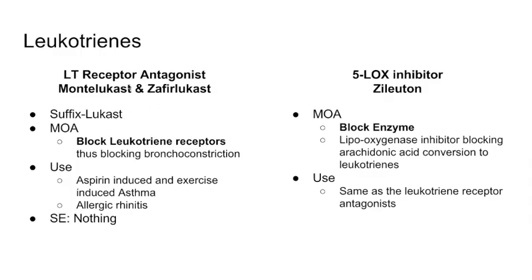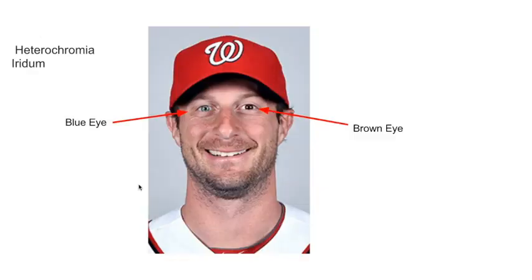So the first one is the leukotriene receptor antagonists, montelukast and zafirlukast, and the suffix is lukast. If you understand the suffix, it can make recognizing the name of the drug a little bit easier. The mechanism of action is that it blocks the leukotriene receptors, thus blocking bronchoconstriction. It's actually used in aspirin-induced and exercise-induced asthma or allergic rhinitis. And the reason why it's used in aspirin-induced asthma is a very specific reason.